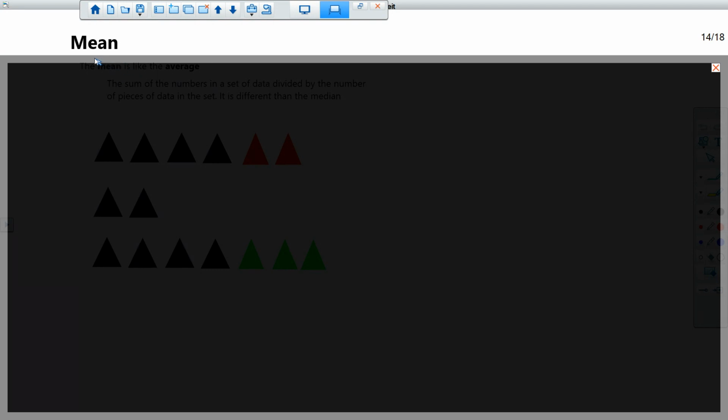Today we're going to look at the vocabulary words that we need to be doing for this week. We're going to be looking at mean. We had talked about those briefly before, but now we need to look at them in a little bit more detail.